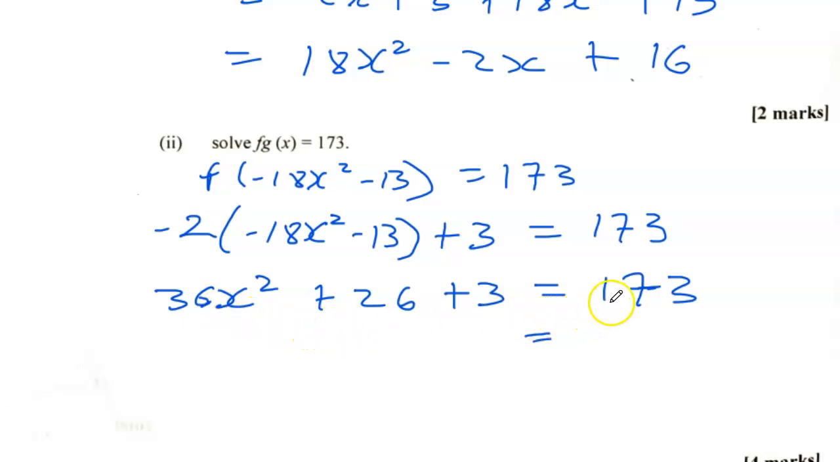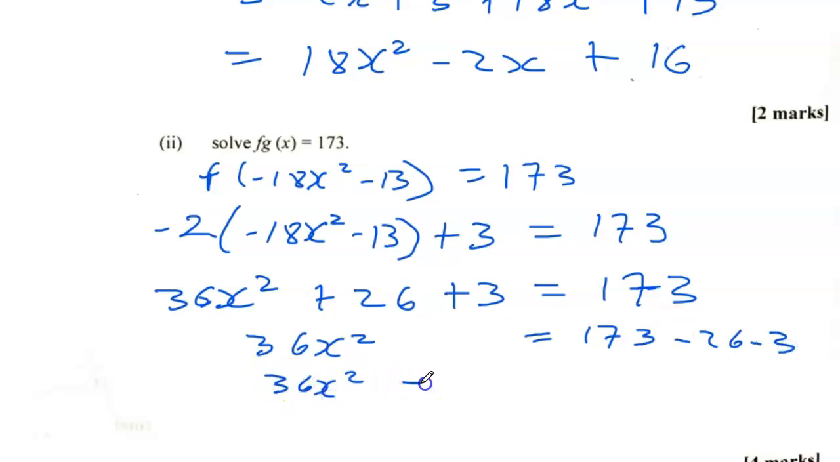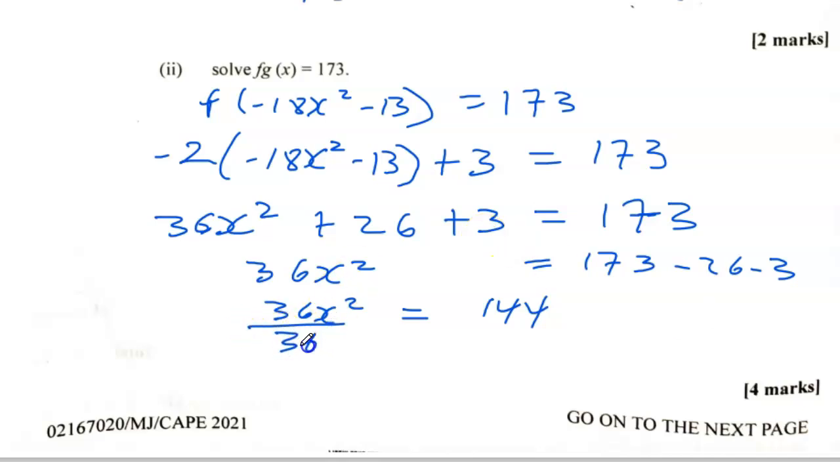So let's group all the constants here on the right hand side. So we have 36x squared equal to 173 minus 26 minus 3, right? So we end up with 36x squared equal to 144. Divide both sides by 36. So x squared is equal to 4, which means that x is equal to positive 2 or negative 2.